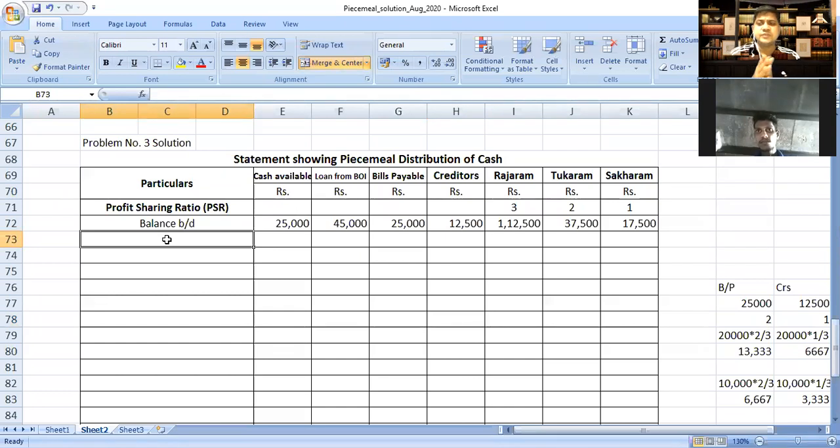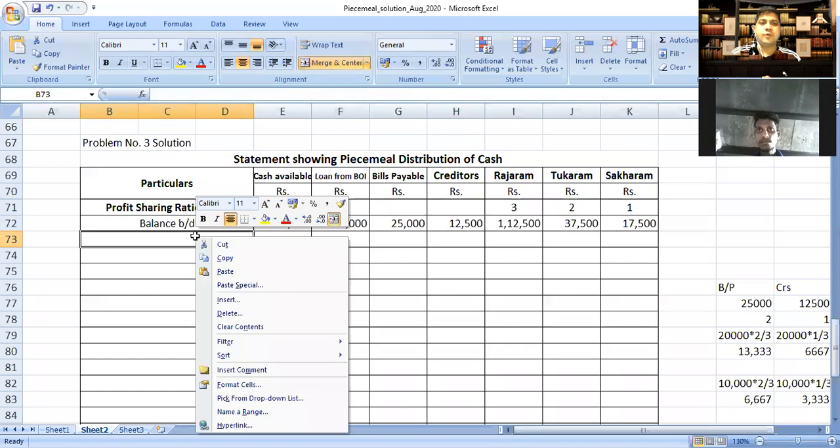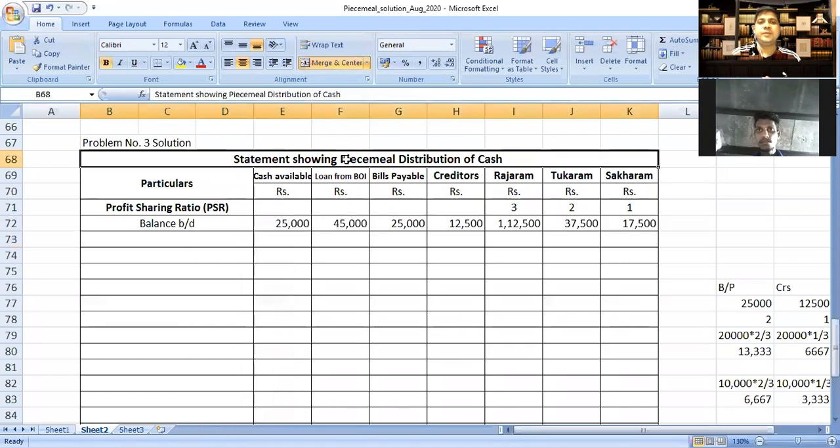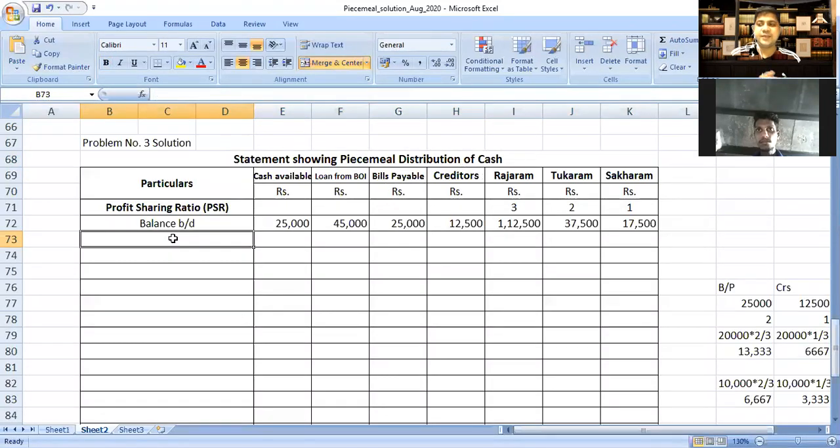Now after dissolution we have cash available of rupees 25,000. We have to pay the liabilities first and after that we will pay the partners' capital. Our topic now is piecemeal distribution of the cash. Whatever cash is available will be distributed first piecemeal. Piece means part, in a particular part.